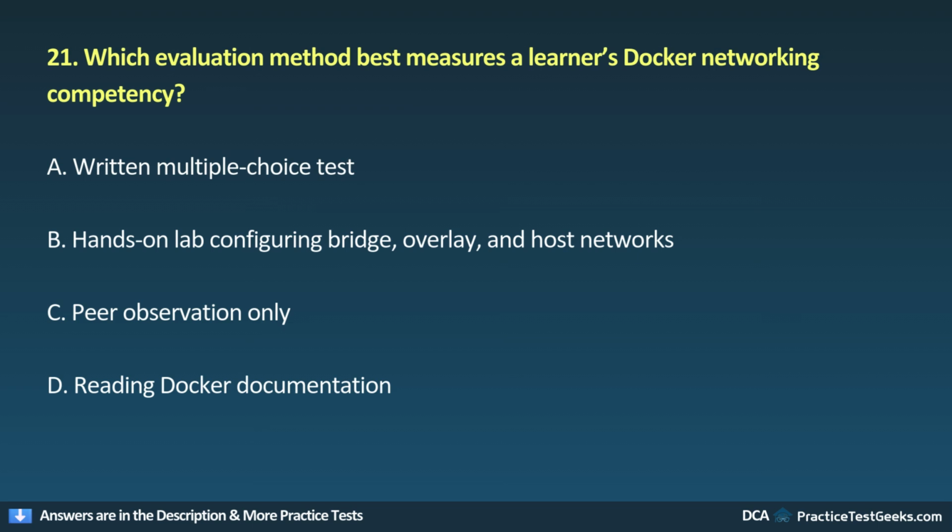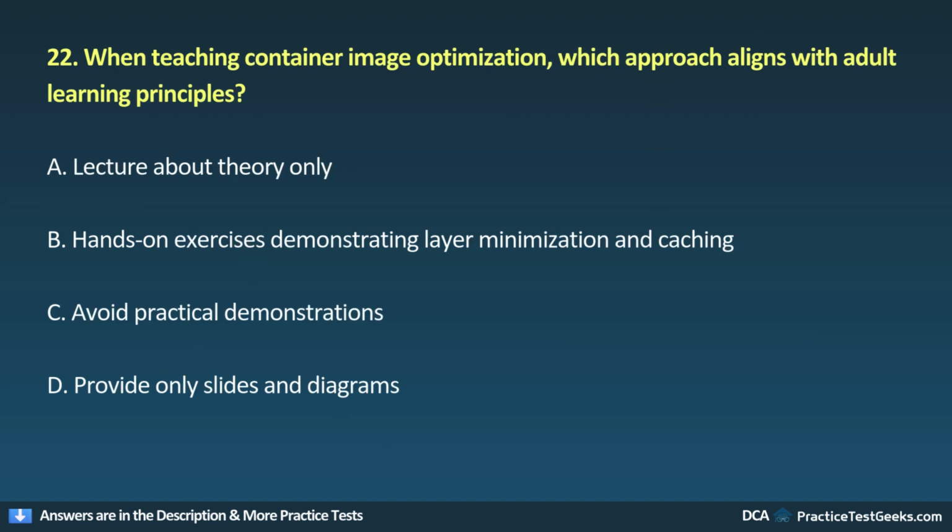C. Pure observation only. D. Reading Docker documentation. 22. When teaching container image optimization, which approach aligns with adult learning principles? A. Lecture about theory only. B. Hands-on exercises demonstrating layer minimization and caching. C. Avoid practical demonstrations. D. Provide only slides and diagrams.